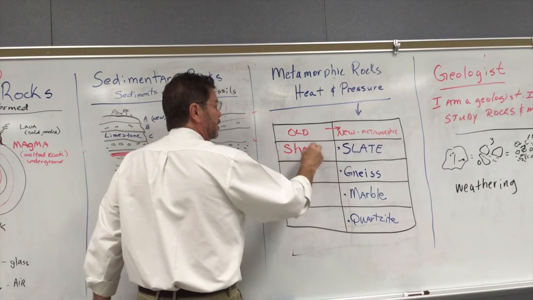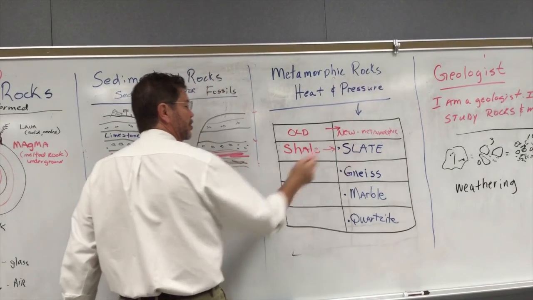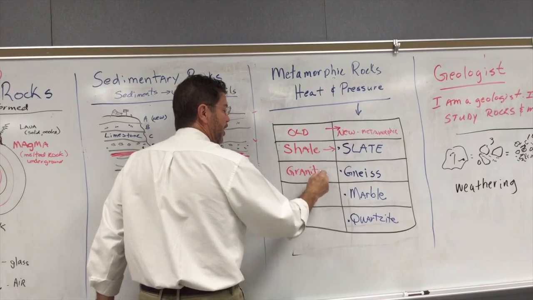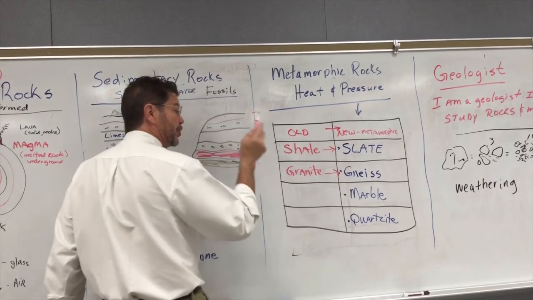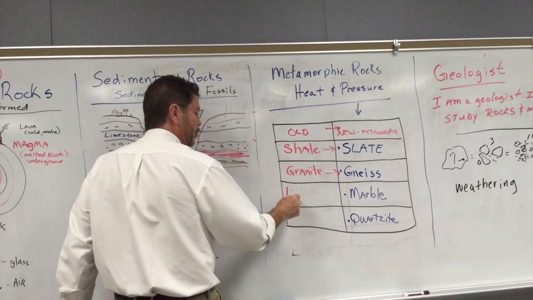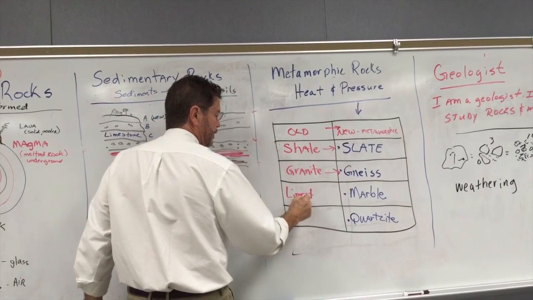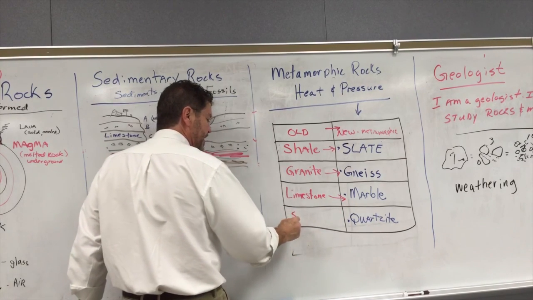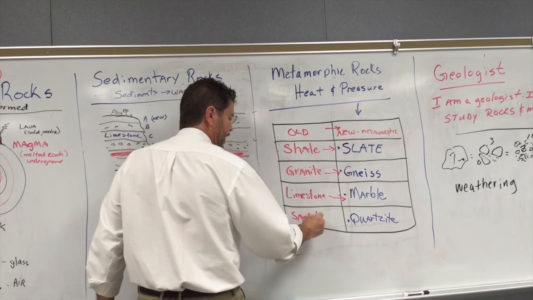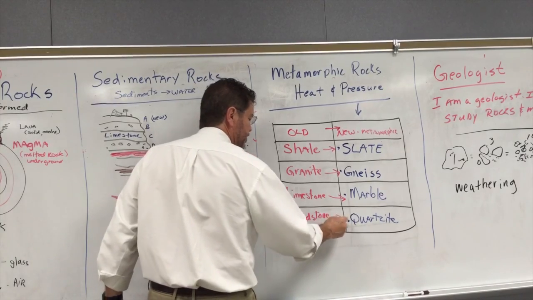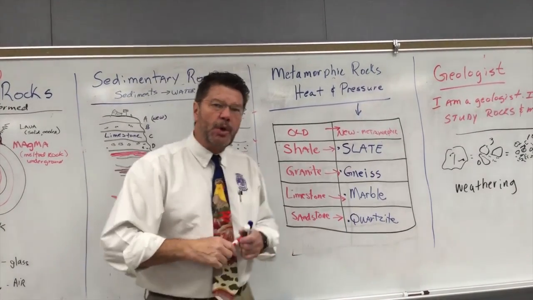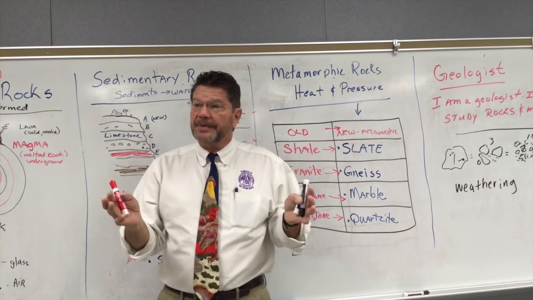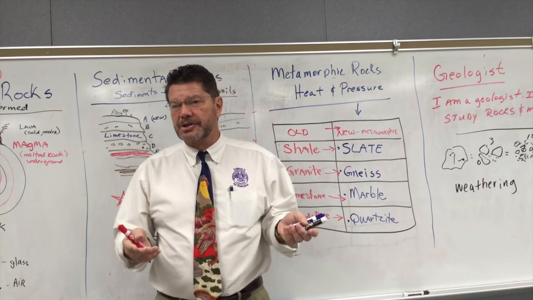Shale, if it gets hot and pressed, turns into slate. Granite, an igneous rock, if it gets hot and under pressure, can turn into gneiss. Limestone, if it gets hot and squeezed, can turn into marble. And sandstone, if it gets hot and squeezed, can turn into quartzite. You see, rocks are always being broken down, they're always being moved, and they're always being changed.